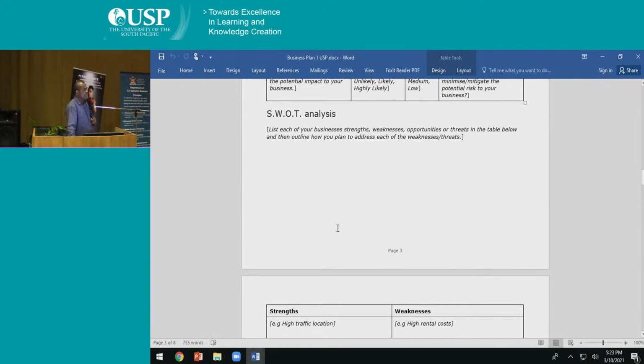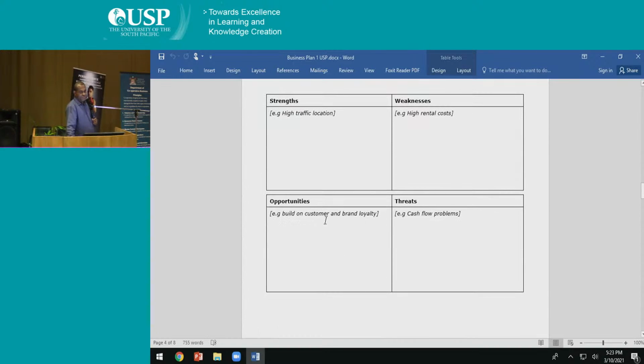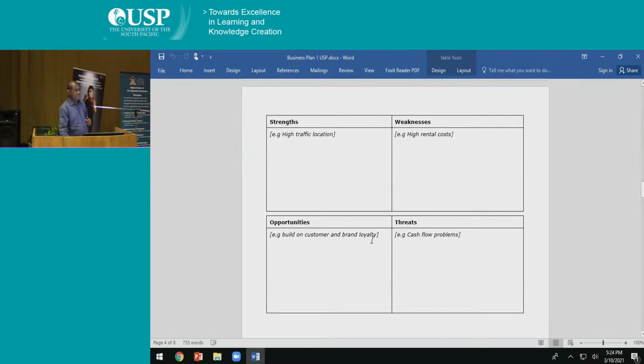On to SWOT analysis, we just discussed that a few minutes ago. This one: high traffic location, high rental costs. And for opportunities, build customer and brand loyalty. Cash flow problems means you don't have enough money to kickstart your business. There are many more.